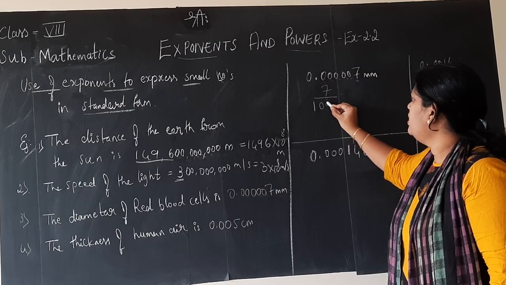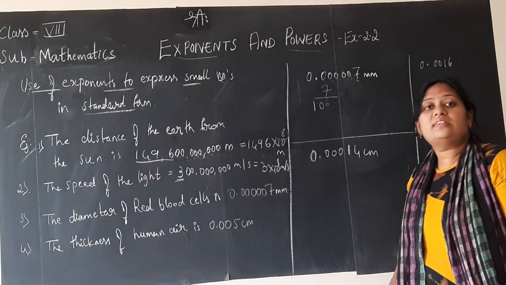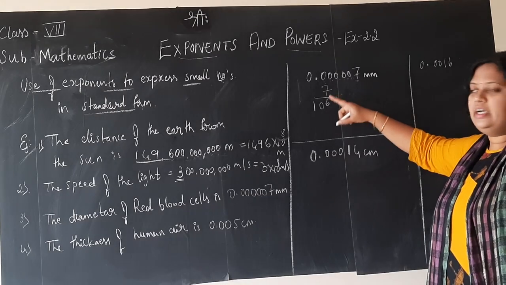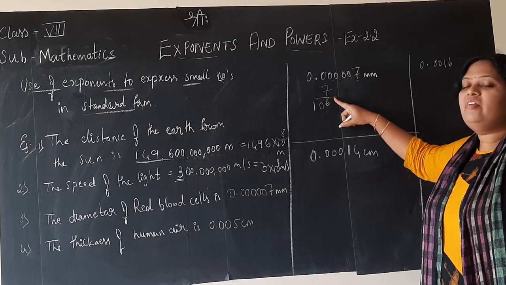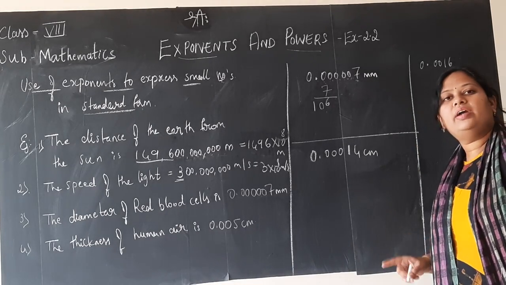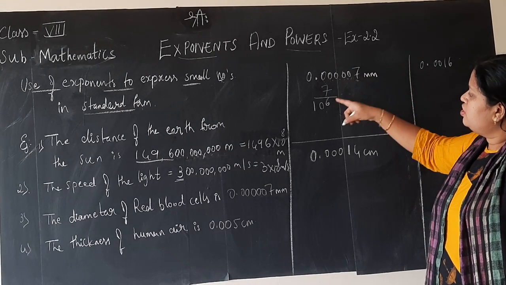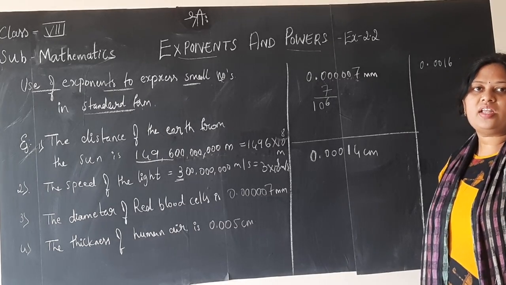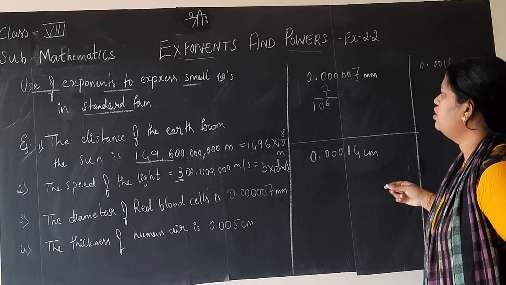So 7 into 10 to the power 6 I will write. Whatever number is in the numerator, divided by 10 to the power, what number should you write? Count how many digits there are after the decimal point, and that many digits, that number should be expressed as the exponent to the 10. You have learnt this already in the first part of this lesson.